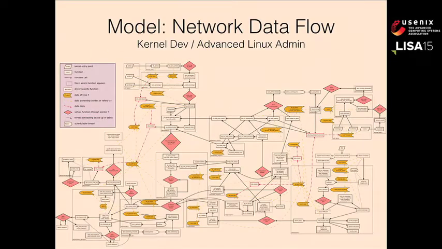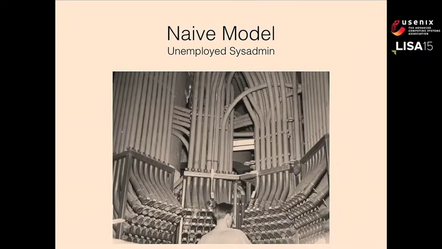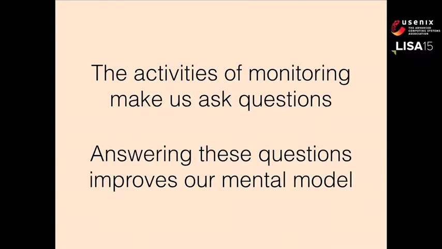So for example, if you're a kernel dev or an advanced Linux network admin, maybe this is the way you think about network data flow through the kernel, right? This would be pretty impressive, but it's probably normal for a kernel developer. An entry-level sysadmin is going to have something kind of more like this that we're all used to. You have user space, and then the kernel is handling TCP, IP, Ethernet, and driver, and all that sort of stuff. And then you might have the naive model of a bunch of pneumatic tubes, which would be the model for an unemployed sysadmin.